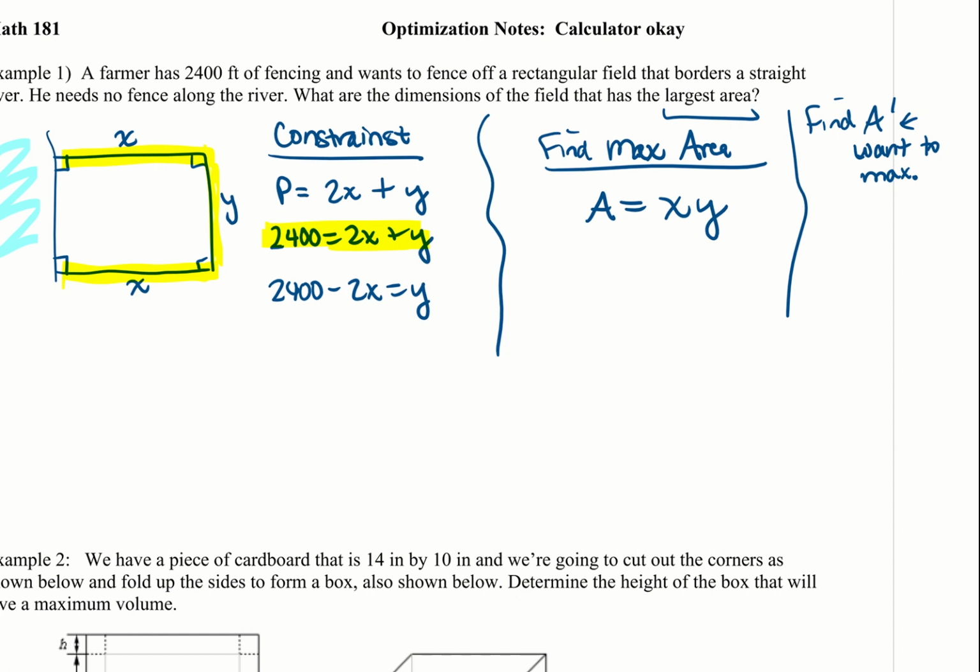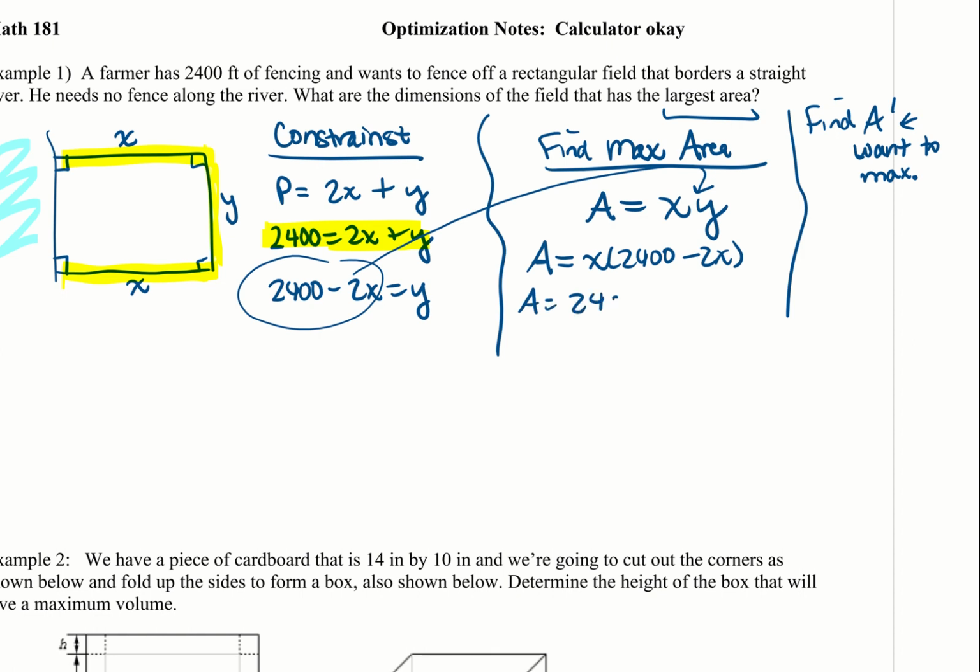And then I can replace y, substitute in, and rewrite the area in a friendlier form as x times 2,400 minus 2x. You could use the product rule here, but I'm just going to distribute because I find that to be faster. And now I'll find my derivative. So A prime is 2,400 minus 4x.